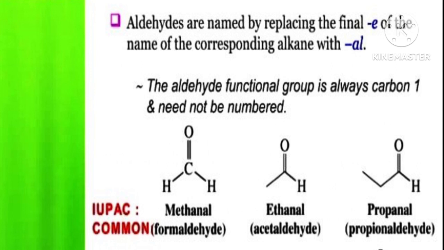Propionaldehyde or propanal is an organic compound with the formula CH3CH2CHO. It is the third aldehyde. It is a colorless, flammable liquid with a slightly fruity odor. It is produced on a large scale industrially.